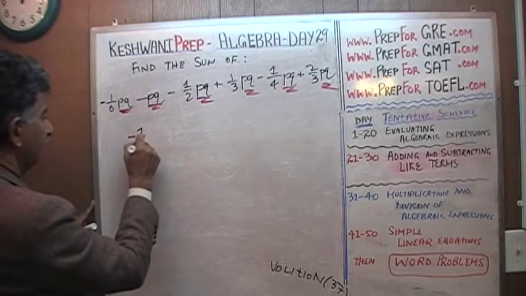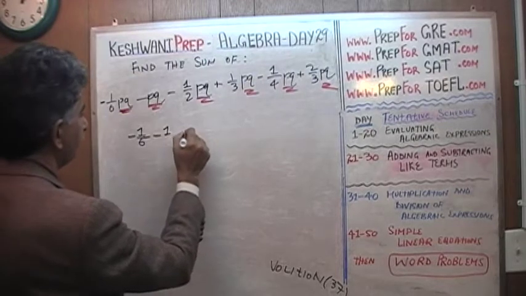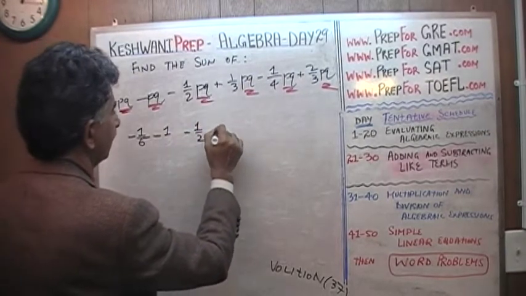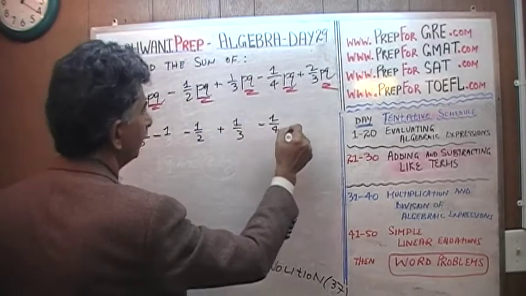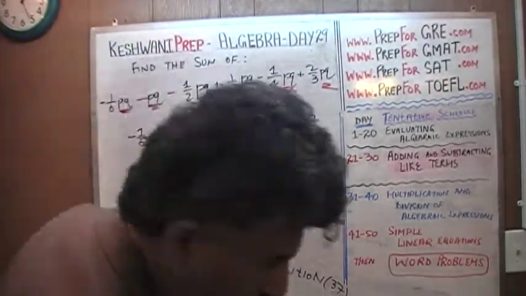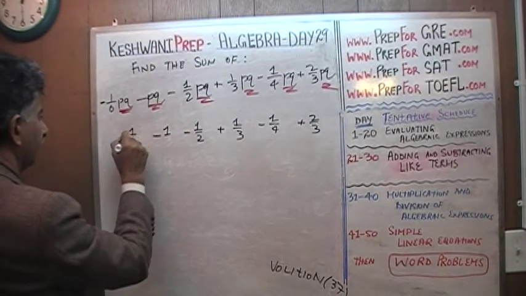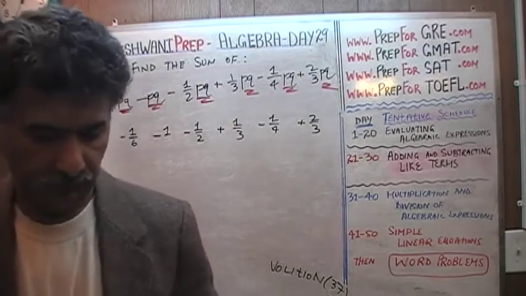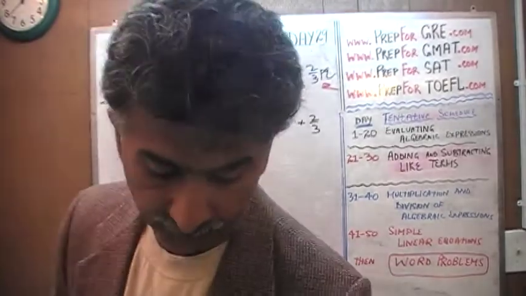So we have negative 1/6, negative PQ, which is the same as negative 1, minus a half PQ, plus a third PQ, minus a fourth PQ, and a 2/3 PQ. This is 1/6, negative 1/6. In order to add up these coefficients, the very first thing we have to do is find a common denominator.